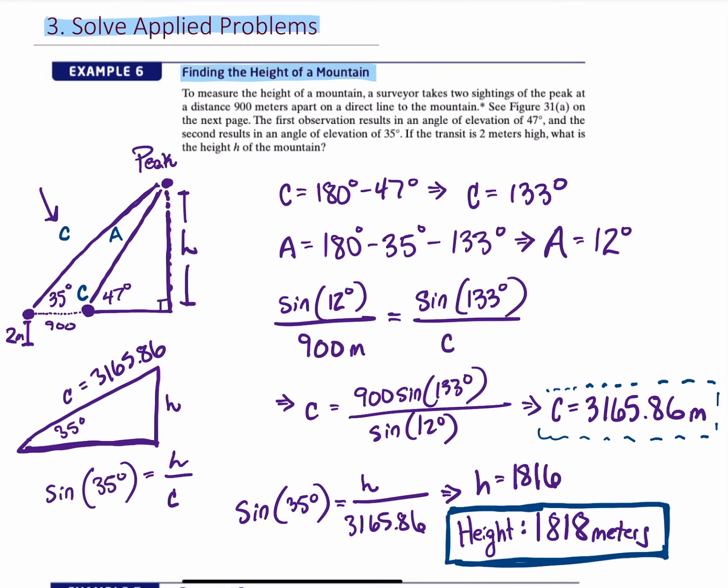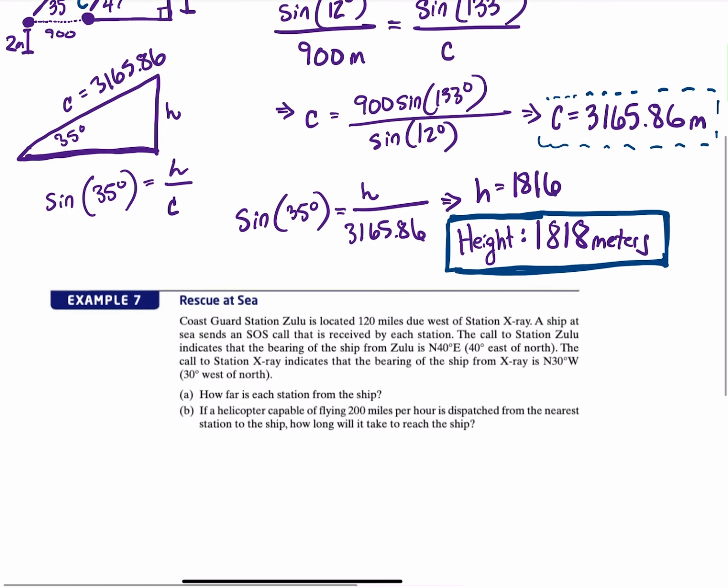All right, let's look at one more applied example. So it's titled Rescue at Sea. It says the Coast Guard Station Zulu is located 120 miles due west of Station X-Ray. So let's imagine two stations on the coast. I'll call this one Zulu, and let's call this one X-Ray. And we know they're 120 miles apart.